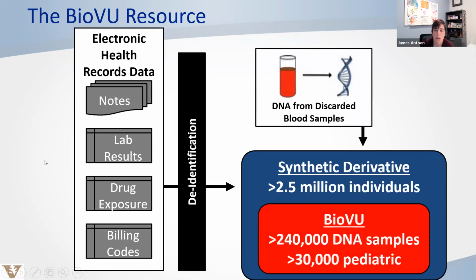These data are coupled with DNA from discarded blood samples for individuals who have consented to be part of the biobank, and this is called BioView. BioView contains over 240,000 DNA samples, over 30,000 of which are pediatric, and those DNA specimens, as they're genotyped and assayed, the genetic data actually live here on campus and are available for research. And importantly, the information from the electronic health records are coupled with that genetic information so that we can do cool studies like pharmacogenomics.